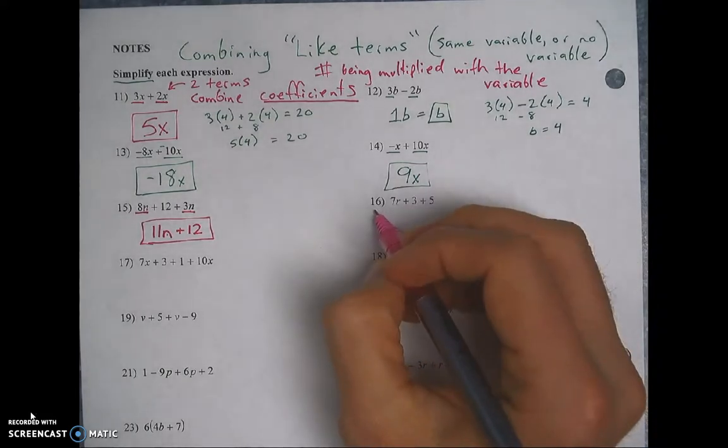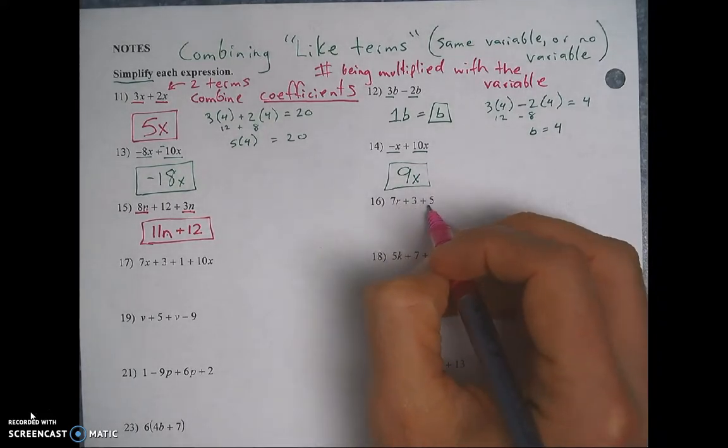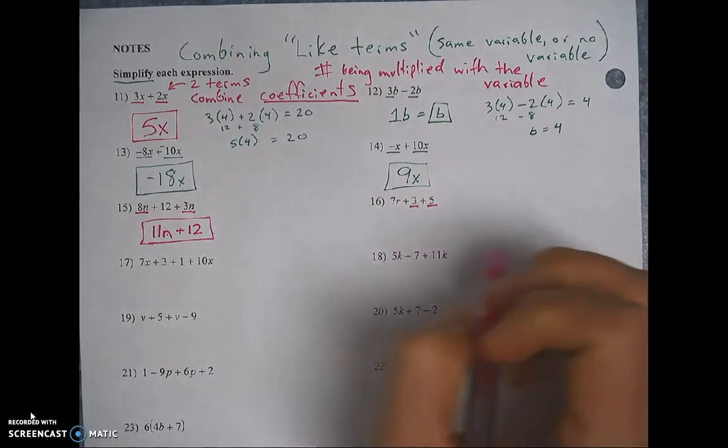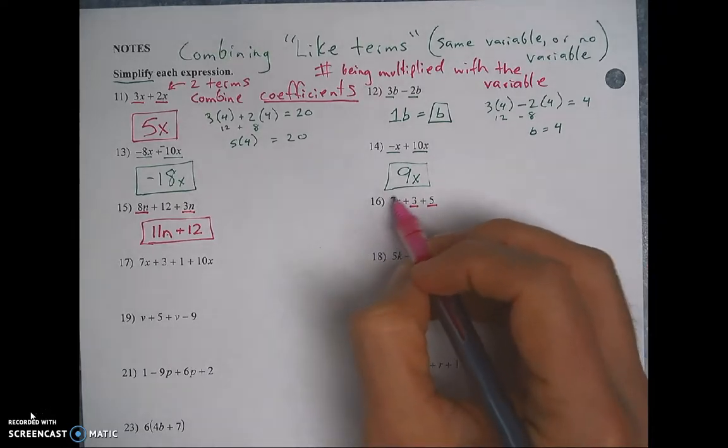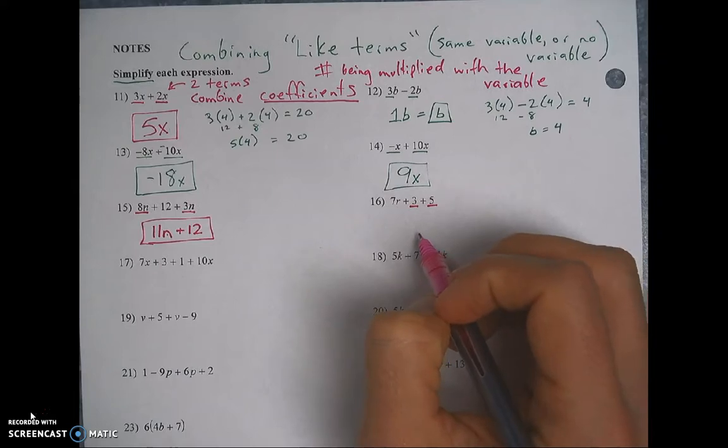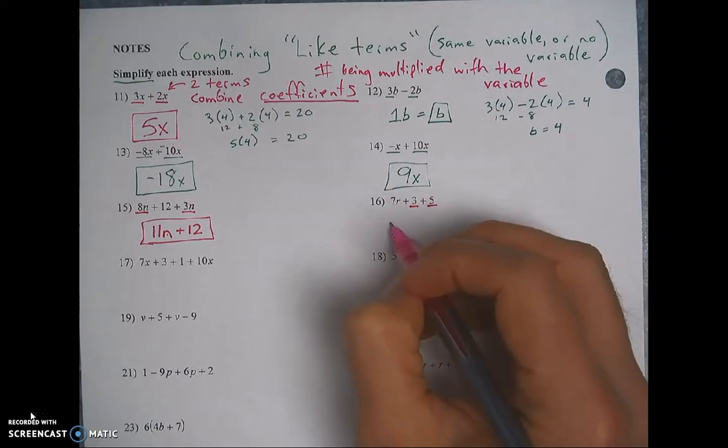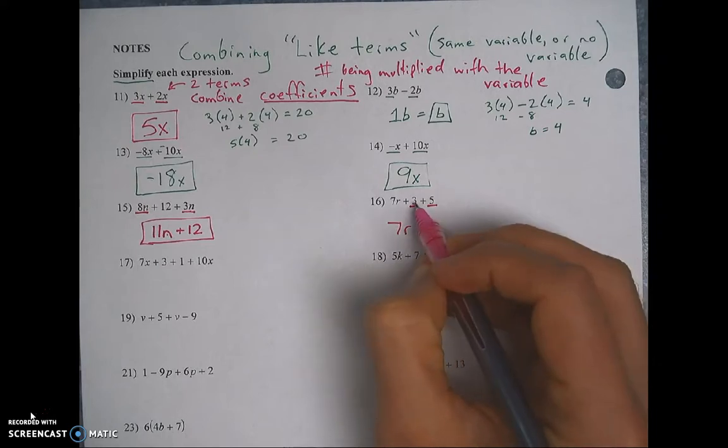So come over to 16. 3 terms. 2 of them are like terms. The 3 and the 5. Because they don't have variables at all. 7r, it's kind of by itself. It doesn't have anything that's like it. So the 7r is just going to stay. And you can now combine these 2 that are alike. So a 3 and a 5 is an 8. And it's positive plus 8.